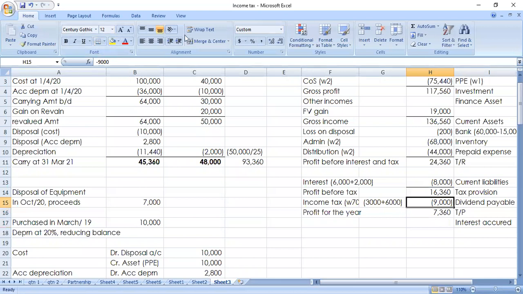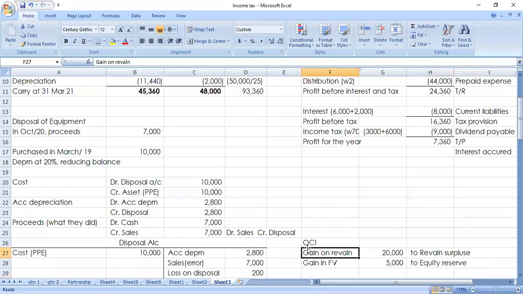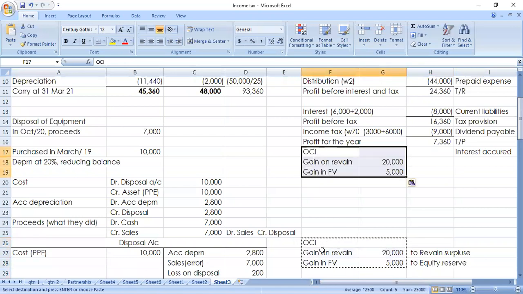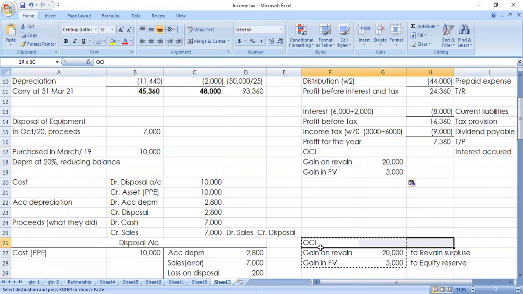Let's run your charts. Okay. Good. So that is your profit. Okay. Then you bring now these ones here, other comprehensive income. Okay, just add them here. Other comprehensive incomes. So we say that one goes to revaluation surplus and another one goes to equity reserve. So these ones here, I'll give you a total of 25.